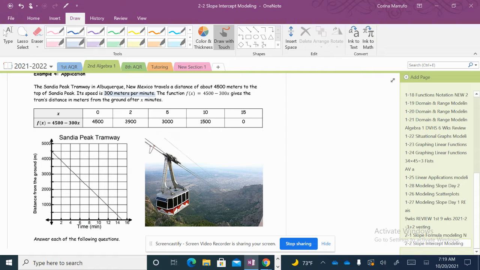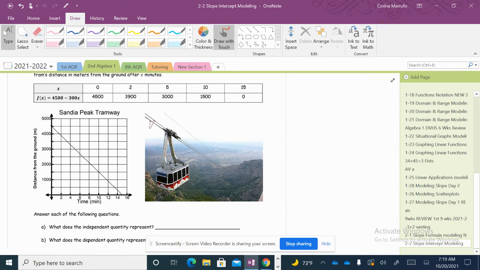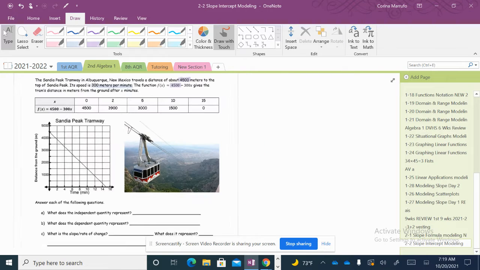So here, the function f of x equals 4,500 minus 30x gives the tram's distance in meters from the ground after x minutes. And the distance is about 4,500 meters. That's where we begin. We're starting at 4,500, and then slowly we get closer and closer to the ground. And so that's why we see our graph. It does have a negative slope. They already gave us the table as well, so we don't have to make a table. We just got to interpret this information.